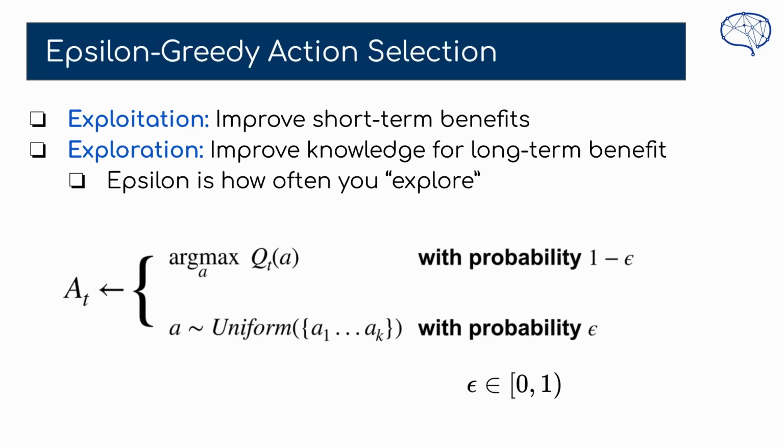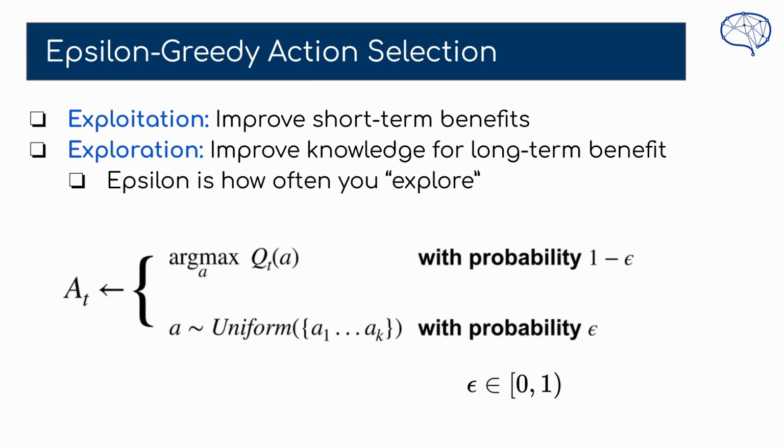This wasn't very clear last week, so I'll just make it a little bit more clear. When we say epsilon, you can think of that as how often you're exploring, so it's the probability of exploring. What's on the screen right now is usually how epsilon greedy is done. The bottom one, the uniform, that's your exploration. Your top one, argmax, that's just you picking the best action possible at this time.